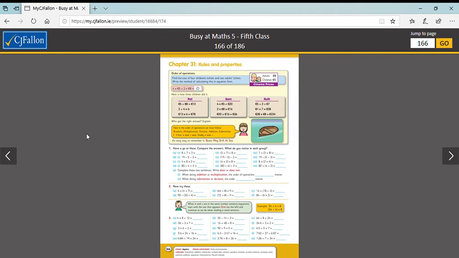Hi everyone. Now, this definitely has to be one of my favourite chapters in the whole book. It has some of my favourite maths things in it.